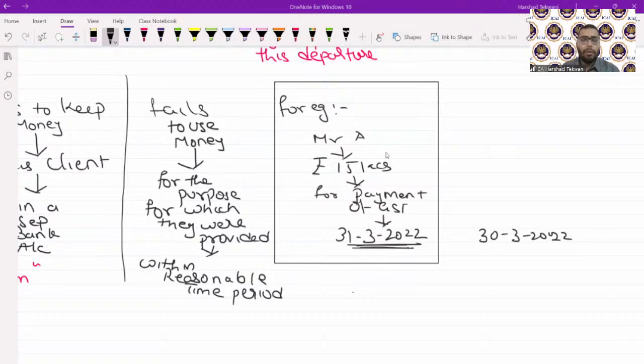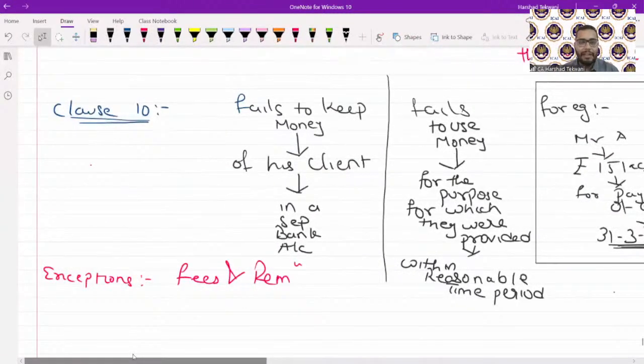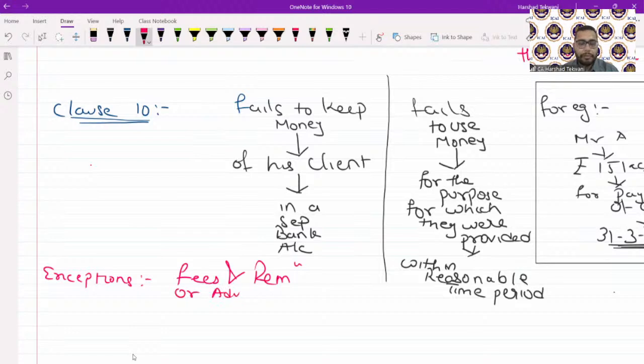Okay, so now you must be wondering, for example, if we have received an advance from our client, then what? So an advance received by a member in practice, against, let's say, the services we are going to provide, does not fall under this purview. It will again be part of my exception. So fees, remuneration, or any advance for fees will be part of my exception.